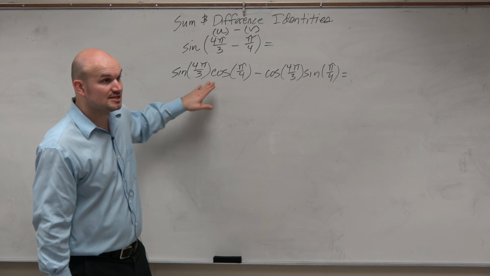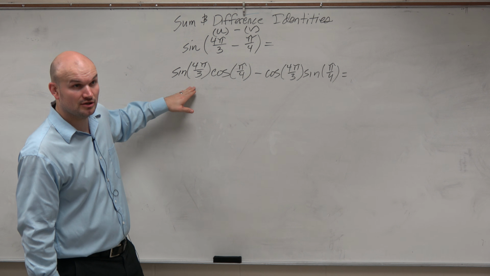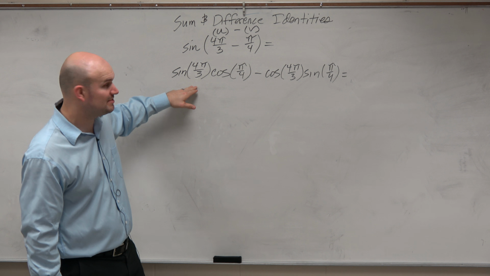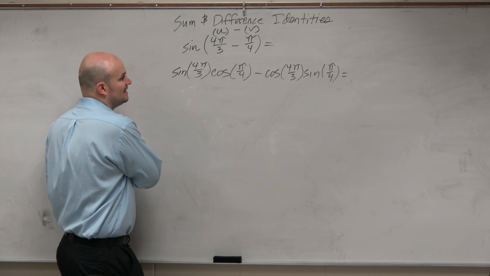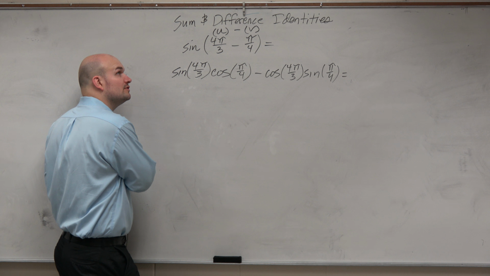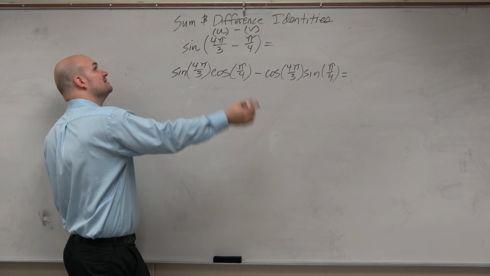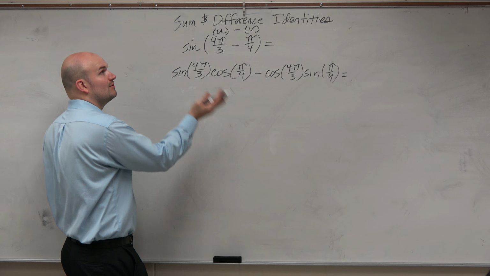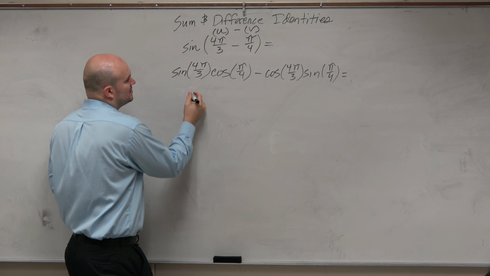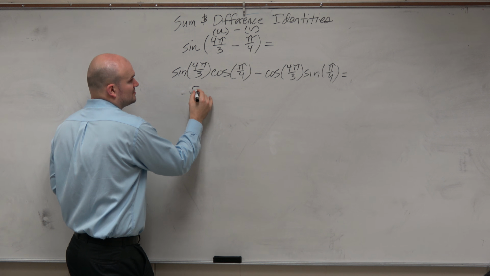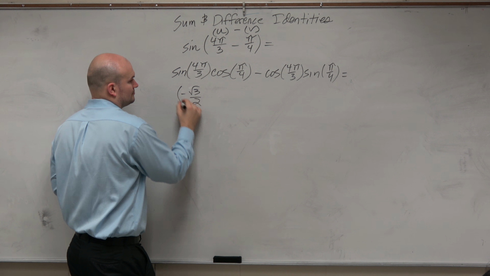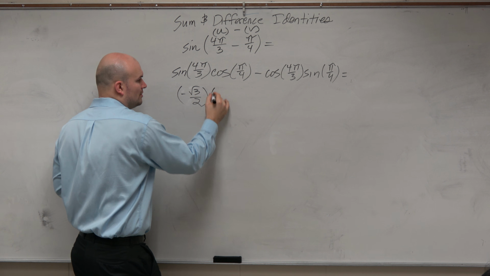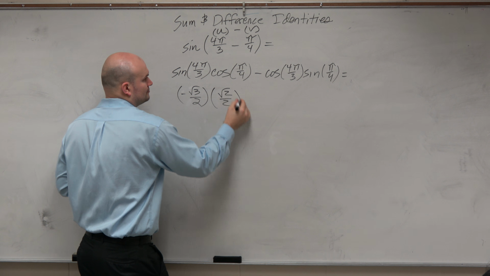So now we just got to simplify. And obviously, by knowing your unit circle, which I've been saying for a long time now, should be relatively simple. Sine of 4 pi over 3. So let's see. That's going to be in the third quadrant. That's going to be a reference angle of pi over 3. So that's going to equal a negative square root of 3 over 2. Cosine of pi over 4 is going to be square root of 2 over 2.